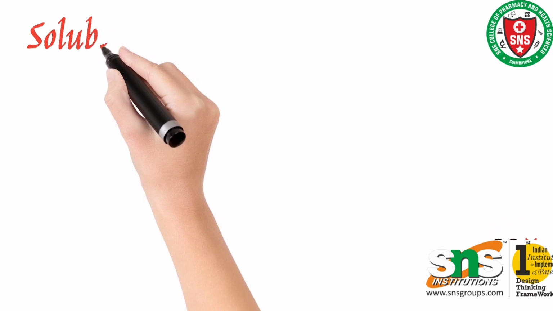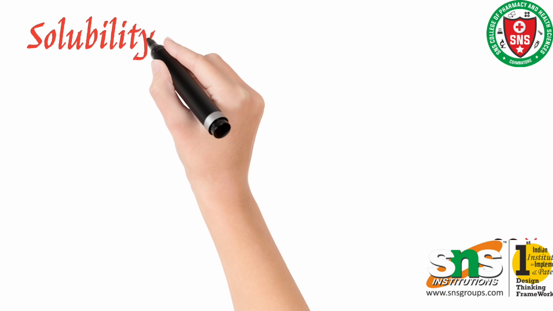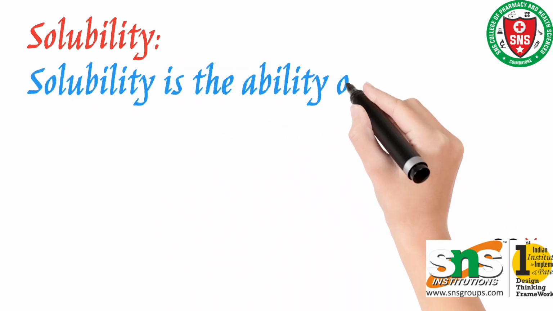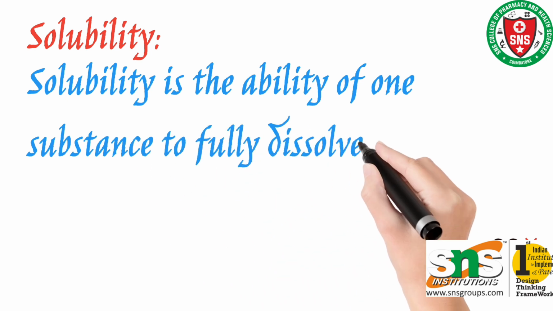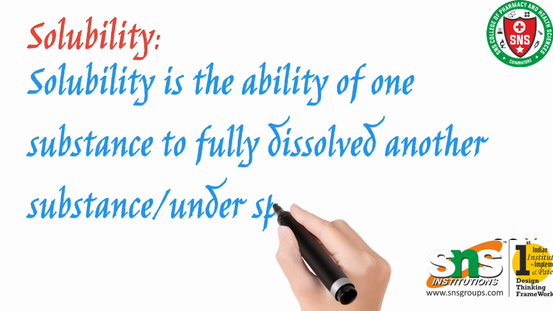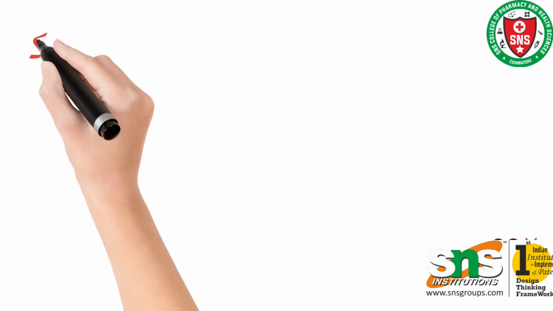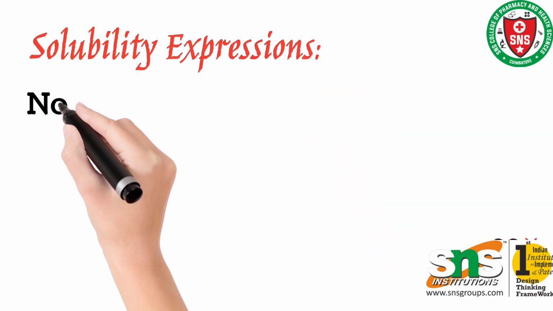What is solubility? Solubility is the ability of one substance to fully dissolve another substance under a specified condition. If we see it in a quantitative way, it is the concentration of solute in a saturated solution at a constant temperature, that is solubility. Now let's go to the solubility expressions.